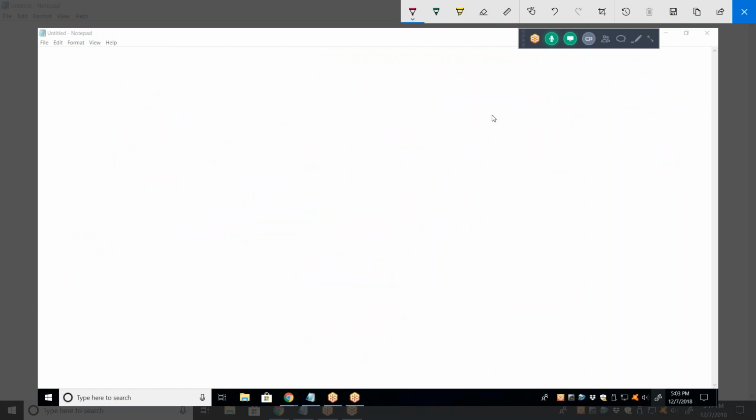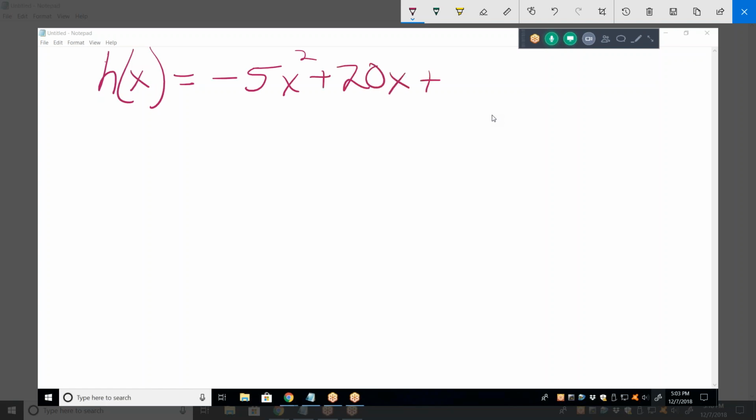All right, my next problem is h of x equals negative 5x squared plus 20x plus 60. The problem says an object is launched from a platform. Its height in meters, x seconds after the launch, is modeled by this.